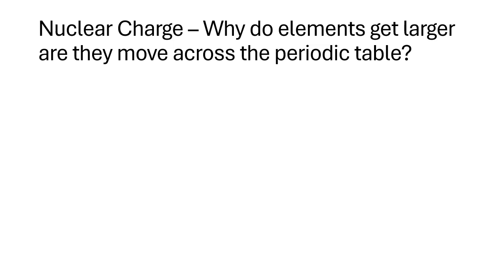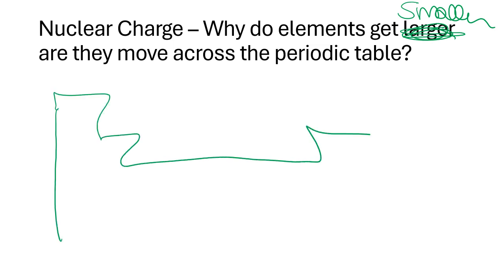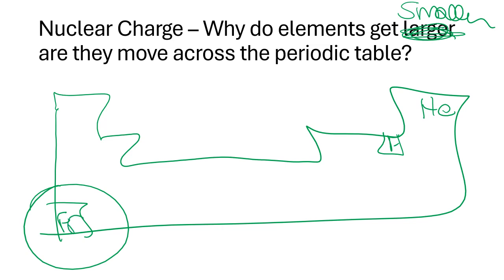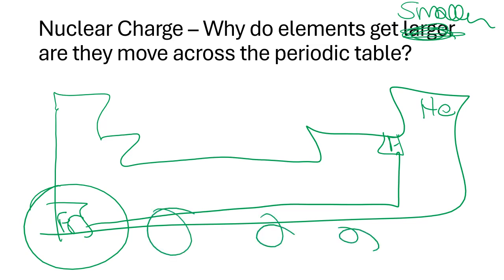Here's the ALEX. Why do elements get smaller as they move across the periodic table? So remember, helium is the smallest, or fluorine, and francium is the biggest. So from that, you don't really need to know the trend, because as it gets closer to fluorine, it gets smaller. So across, you know you're getting smaller, and then up, you know you're getting smaller, because again, fluorine and helium are the smallest.